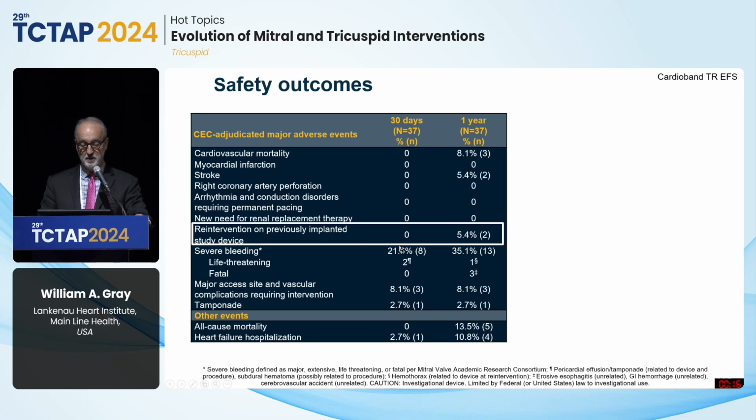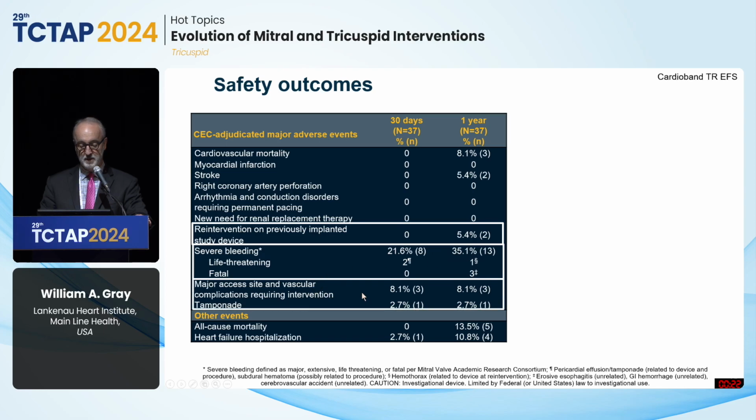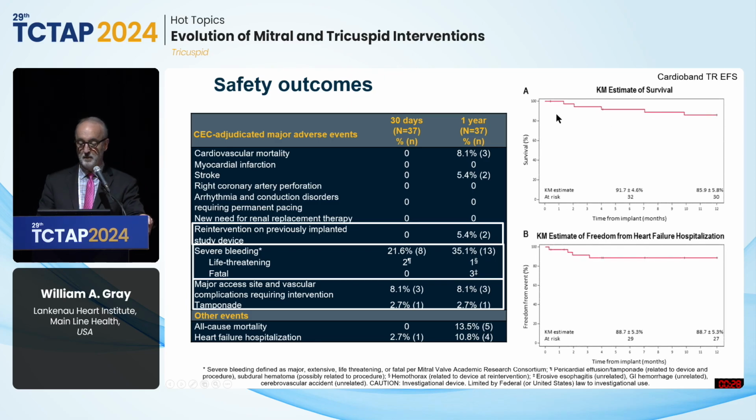We see that reintervention was relatively infrequent. There was a lot of bleeding, but most of it was not related to the procedure. But these patients are old and they had a lot of anticoagulation. Here's the Kaplan-Meier estimate of survival. Pretty good, but uncompared to a control. And we see the freedom from heart failure hospitalization really flattens out at about the 6-month mark.